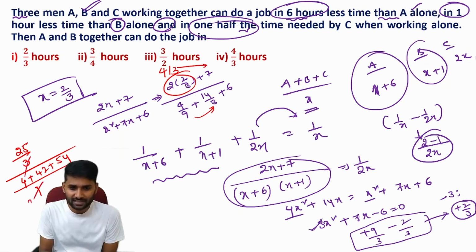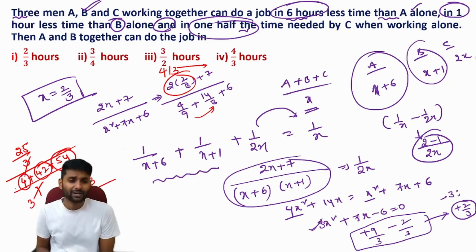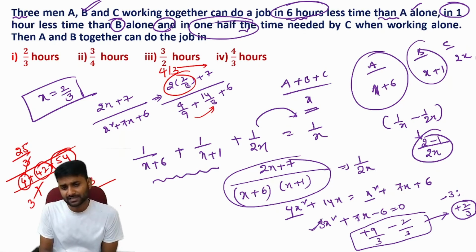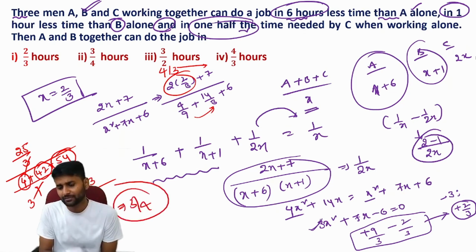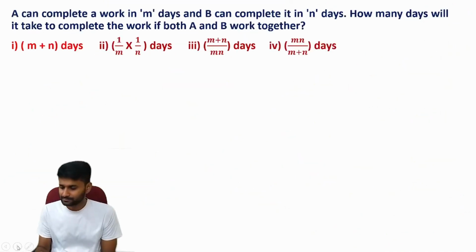See, this is exactly 3 times. You will get 3 in the numerator and denominator. 54 plus 42 plus 4 is equal to 100. So this is exactly 4 times. Now if A and B work together, they will complete the work in 3 by 4 hours. Try this question.